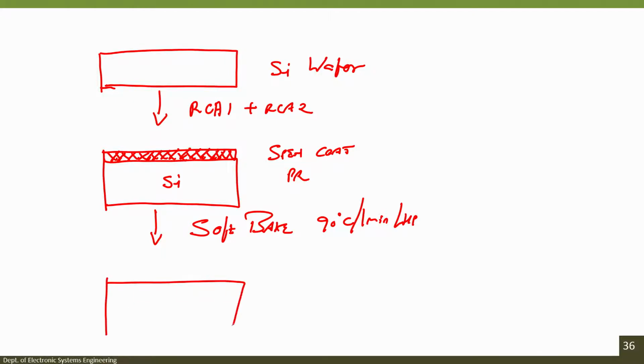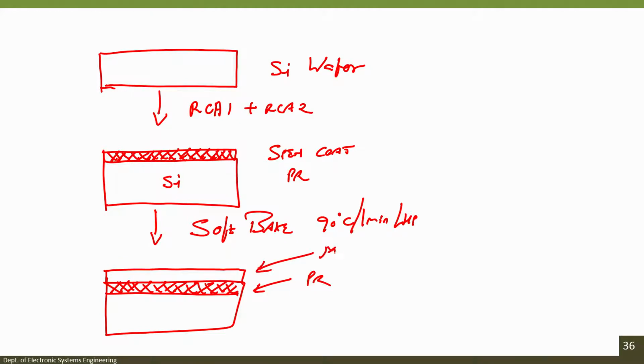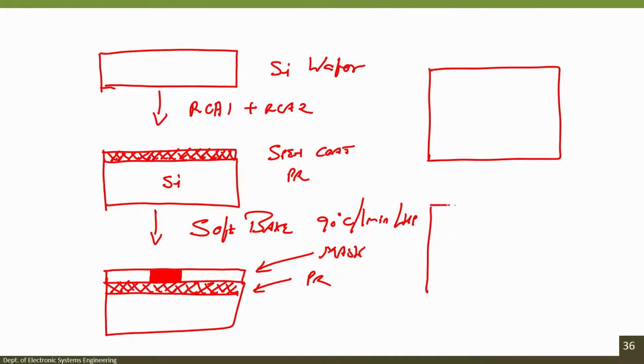Next step is you load the mask. This can be a bright field mask or a dark field mask. Now, what is a bright field mask? What is a dark field mask? I will tell you. In the next class, I will show it to you also. Here, I will draw the bright field mask and I will draw a dark field mask.